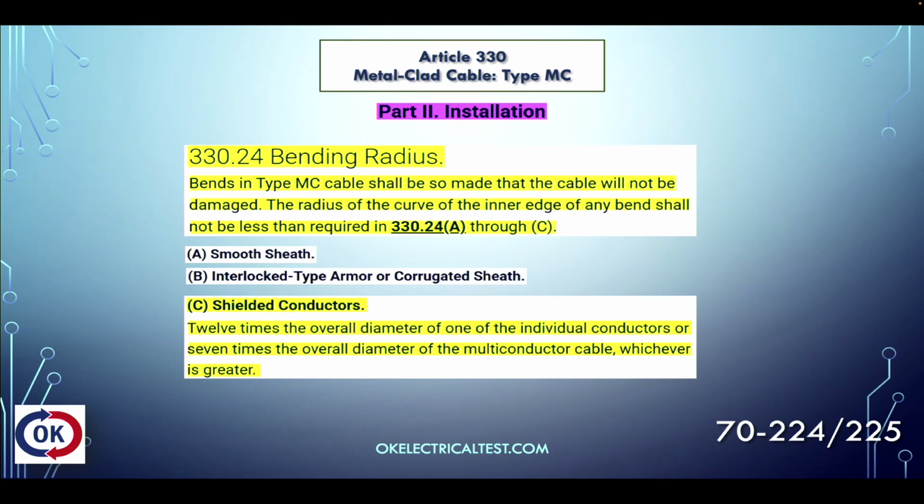Shielded conductor says 12 times the overall diameter of one of the individual conductors, or 7 times the overall diameter for a multi-conductor cable, whichever is greater. So our minimum bending radius that I can have on there is 12 times for a single conductor, and then 7 times for a multi-conductor cable, whichever is greater.